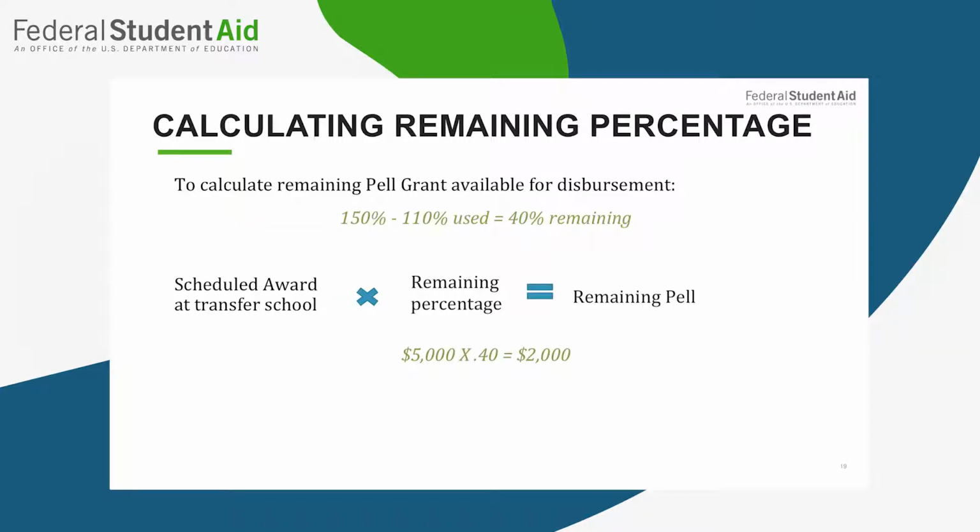Here's a real quick example of how to do that. This is similar to one we already tackled a few moments ago. If we have a student that qualifies for year-round Pell, we're going to take 150%. We may see that the student used 110% at School A. They're going to have 40% remaining. So we take the scheduled award at the transfer school, that's our school, multiply it by the remaining percentage of 0.40. And if that scheduled award was $5,000, we're going to multiply that by 0.40. That's going to leave us $2,000, and that's going to be dispersed in the next payment period up to that $2,000.